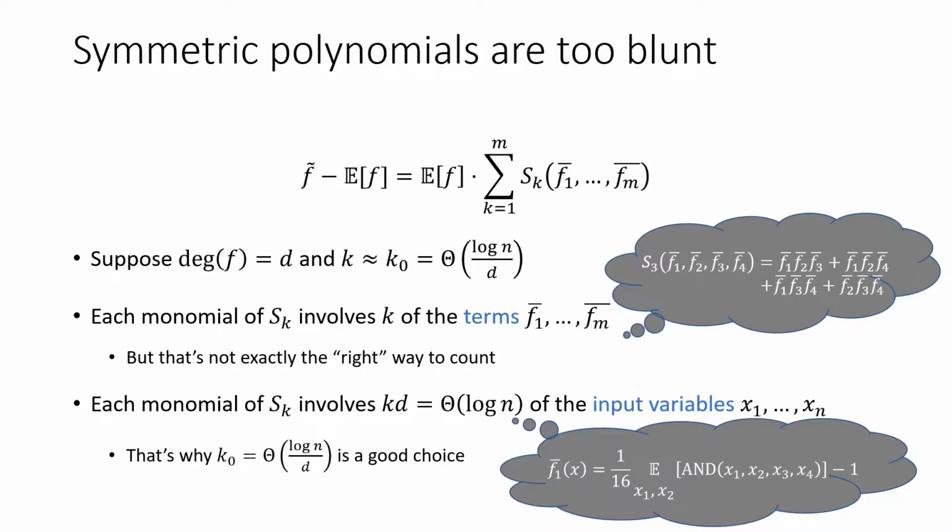I hope that helps to clarify why things go wrong when f is not homogeneous. If f is not homogeneous, then for each fixed k, some monomials of sk involve more input variables than other monomials of sk. Those considerations suggest that perhaps elementary symmetric polynomials are not quite the right tool for the job.